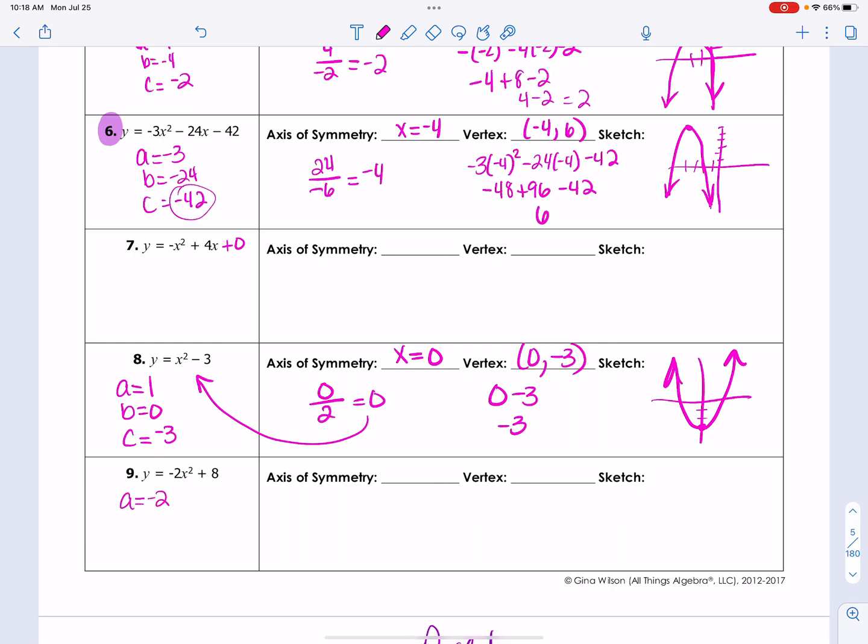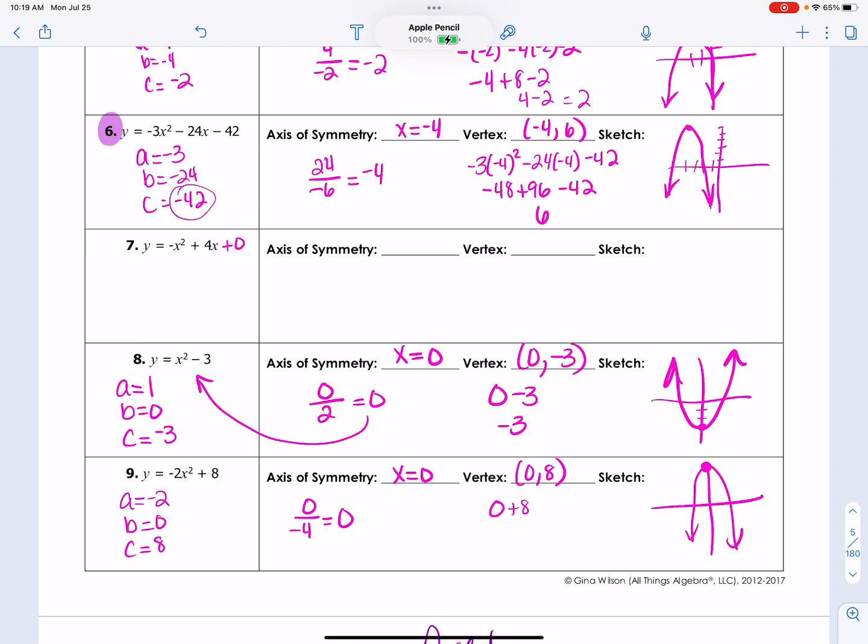A is a negative 2, B is 0, C is 8. So I'm doing a negative B over 2A. So my axis of symmetry is 0. And then I'm plugging 0 in there, and that's going to be 0 plus 8. So my vertex is at 0, 8. Okay, I'm going over 0, up 8, and this thing is going down like this. Okay, so here is the first unit of this.